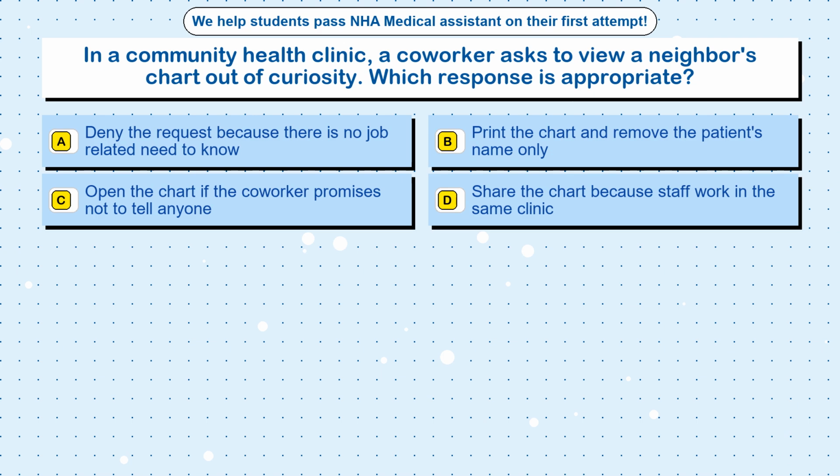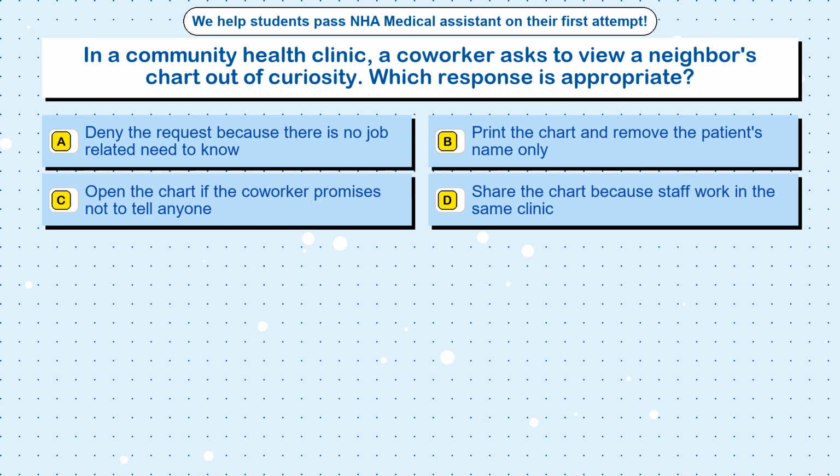Question 29. In a community health clinic, a coworker asks to view a neighbor's chart out of curiosity. Which response is appropriate? Option A, deny the request because there is no job-related need to know. Option B, print the chart and remove the patient's name only. Option C, open the chart if the coworker promises not to tell anyone.